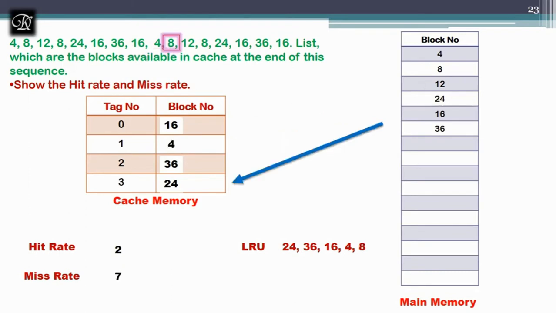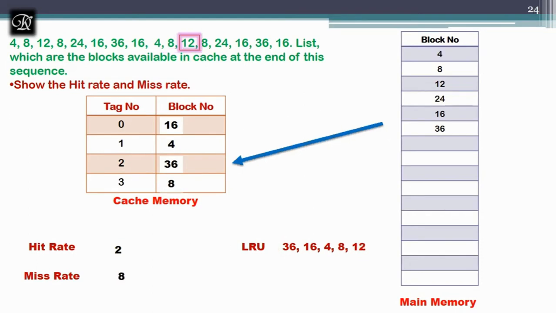Next, take up 8. Again 8 is not available in the cache, so I have to replace using the replacement algorithm. The replacement algorithm suggests 24 is the least recently used. So I replace 24 by 8 and increase the miss rate by 1. 12 is the request. For 12 again we don't have a space. 36 is the least recently used block, which we can replace, and increase the miss rate by 1.